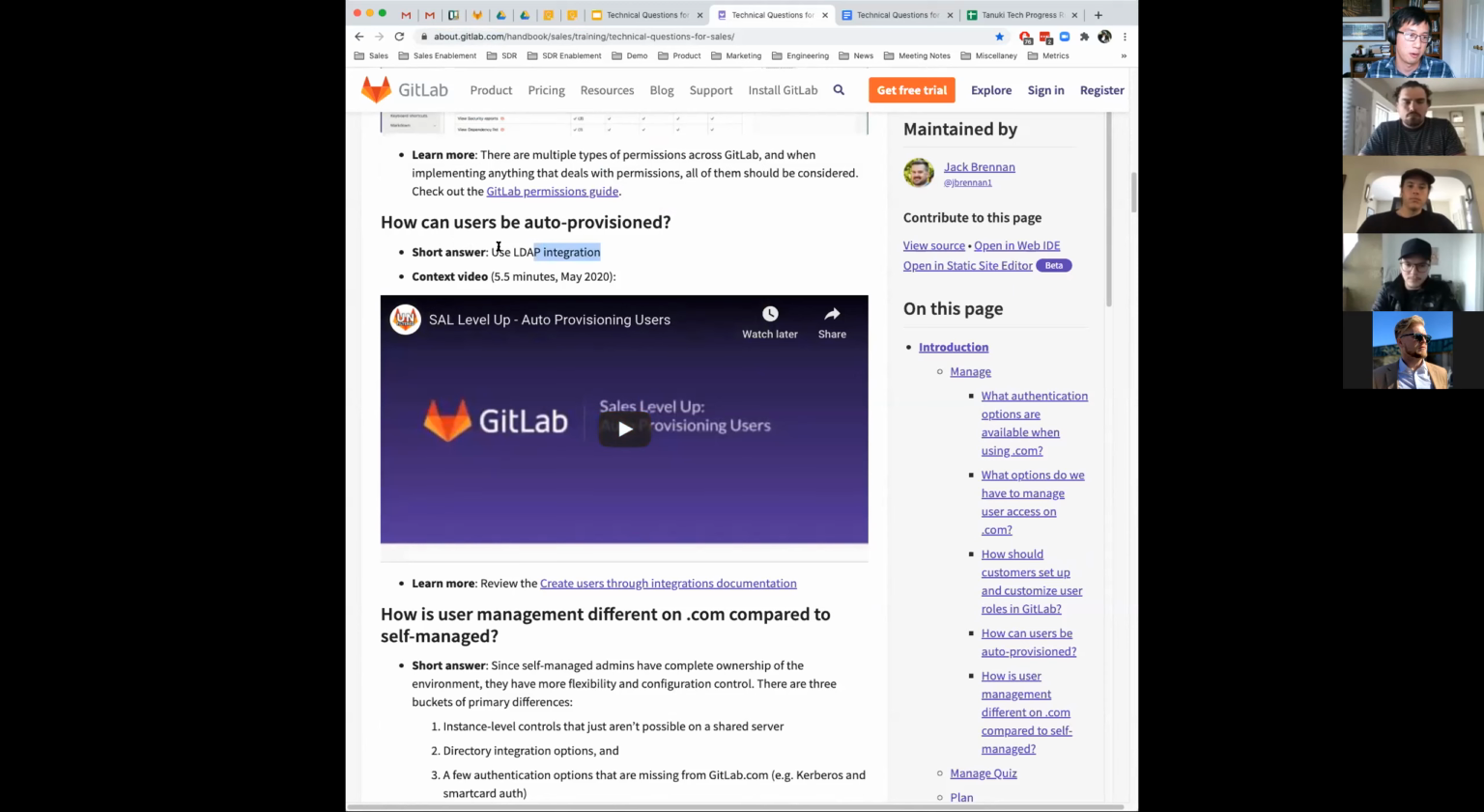Here's another example where you may need some more background understanding to really get the most out of it: how can users be auto provisioned? The short answer is use LDAP integration. Obviously, I want you to know more than just saying, oh, you use LDAP integration. I want you to know what LDAP is. So that's what the office hours are for.